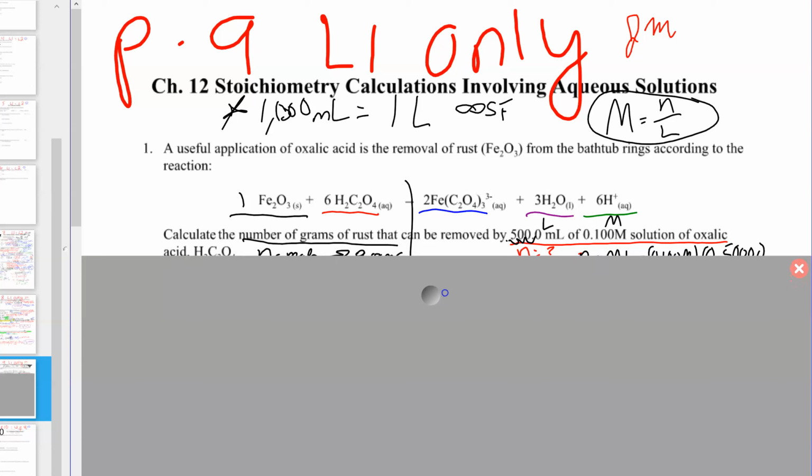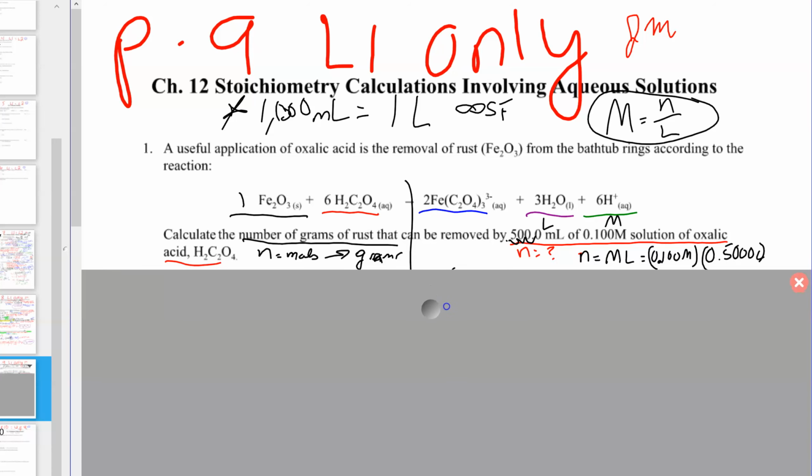This is going to be a BCA table problem, but we've got to do a little bit of work first, because remember, only moles ever go into the BCA table. So we need to find the number of grams of rust. We'll be solving for the moles using the BCA table, and then we'll convert moles to grams using the molar mass. And we've got to convert our milliliters to liters. That's really easy. So 500 mL is actually 0.5 liters. I did that right here.